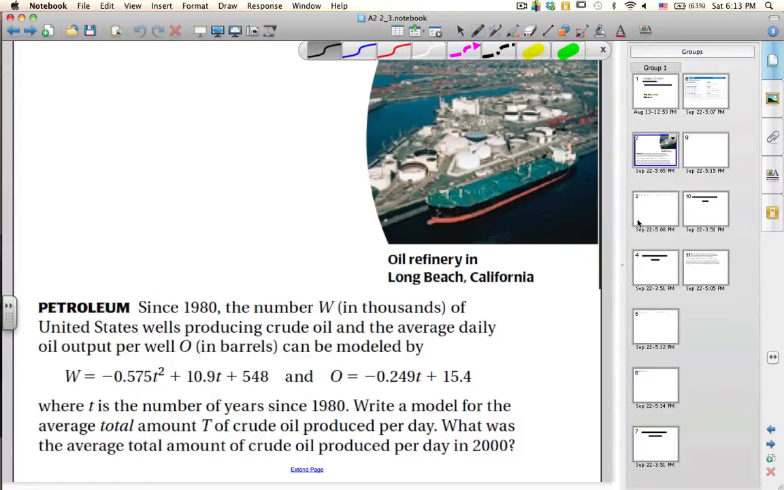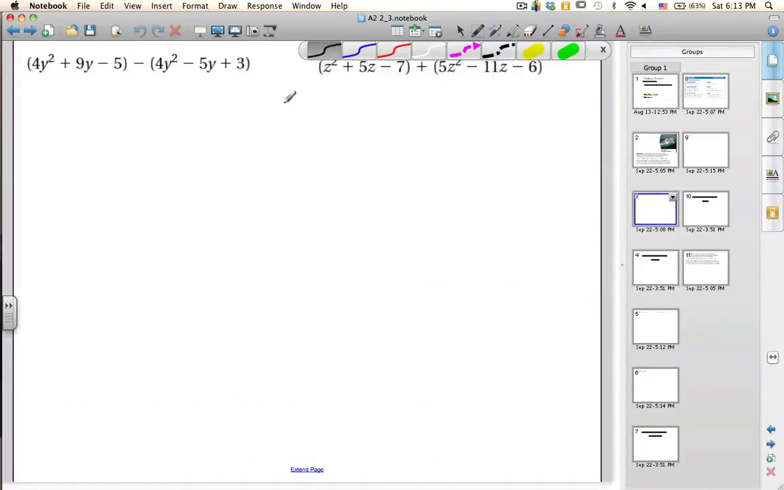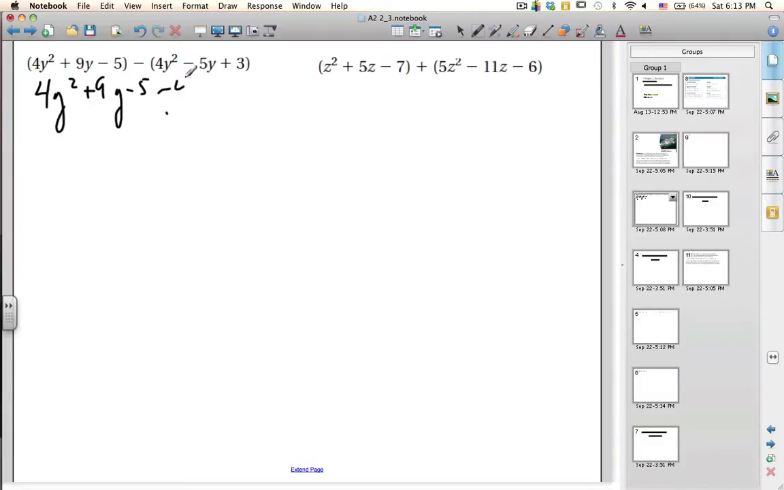But just getting into practicing some of these things, if we want to go ahead and do subtraction, what I want to do first is take the parentheses off, right? But when I do that here, nothing really changes. But when I do it after a negative sign, it's really the same as multiplying times negative 1. Negative 1 times 4y squared becomes minus 4y squared. Negative 1 times minus 5y becomes plus 5y. And negative 1 times 3 becomes minus 3.